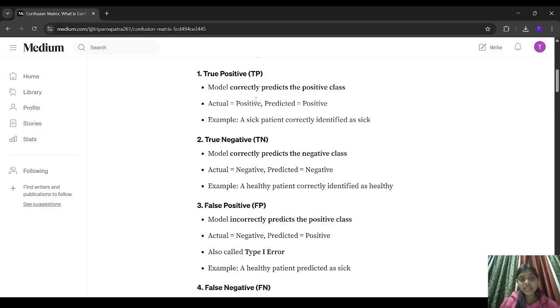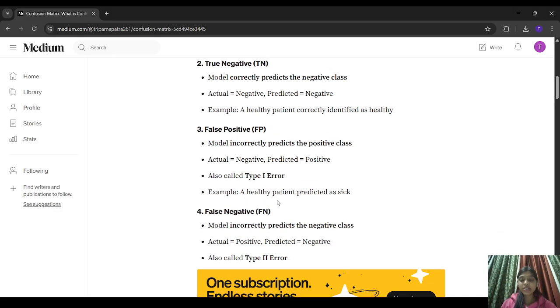Here are some examples. True positive: a patient correctly identified as sick. If a patient is sick and is also identified as sick, it comes under true positive. A healthy patient correctly identified as healthy comes under true negative. False positive: a healthy patient predicted as sick.